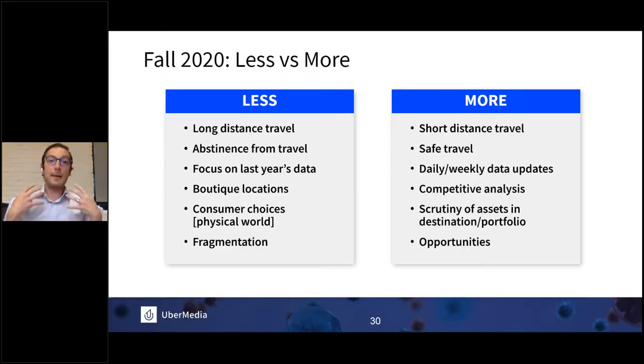We see fewer, unfortunately, mom and pop locations, which results in fewer consumer choices and less fragmentation in the marketplace, especially from an economic development side. And then we see more retailers and restaurants, especially, comparing themselves against competitive locations. We see them scrutinizing their assets. Whether you're a tourism destination and you want to promote your top destinations where you're seeing growth, let's get more people to go and do that. Or you own 5 restaurants and you want to understand your different assets and how they're performing.